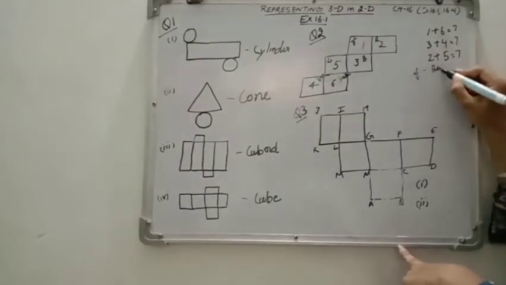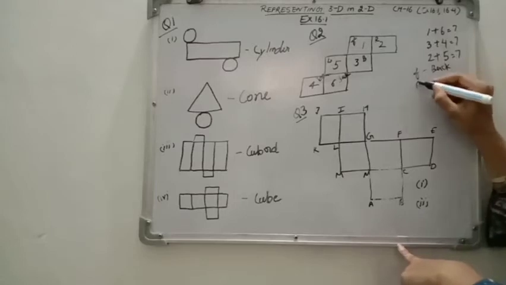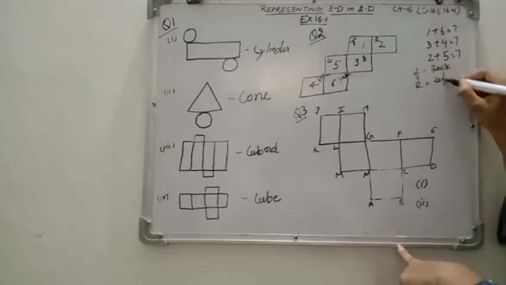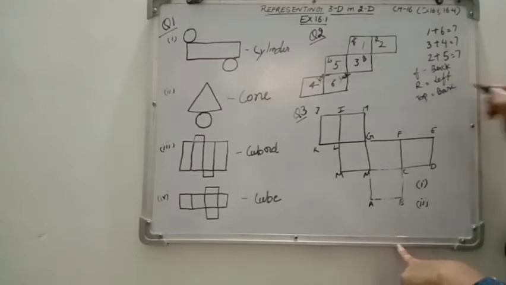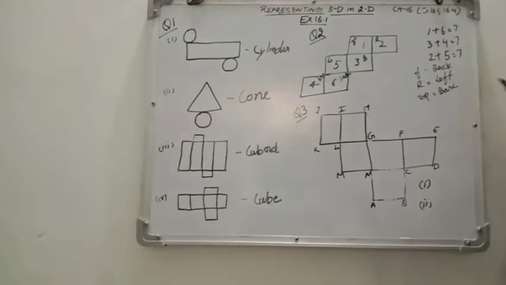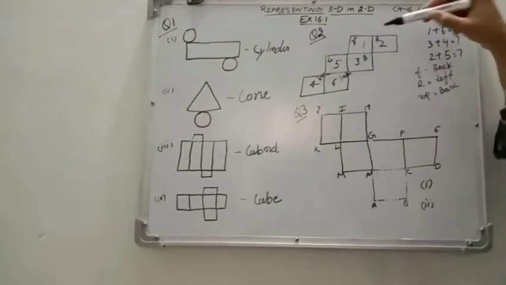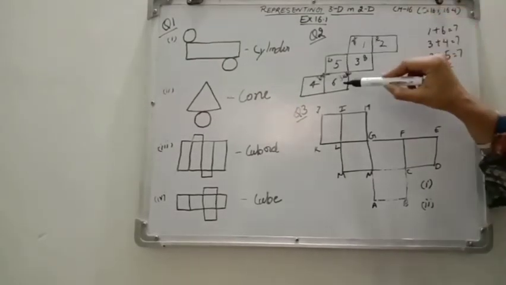Back. What is the opposite of right? Left. What is the opposite of top? Base. Otherwise you can say bottom. Okay. So what is front? 1. Their opposite is back. What is 6? Back. Okay.